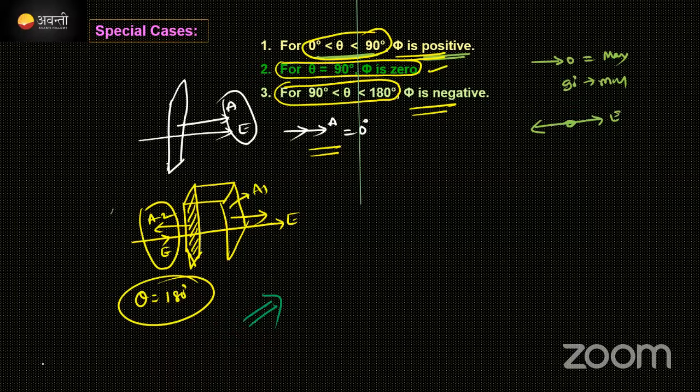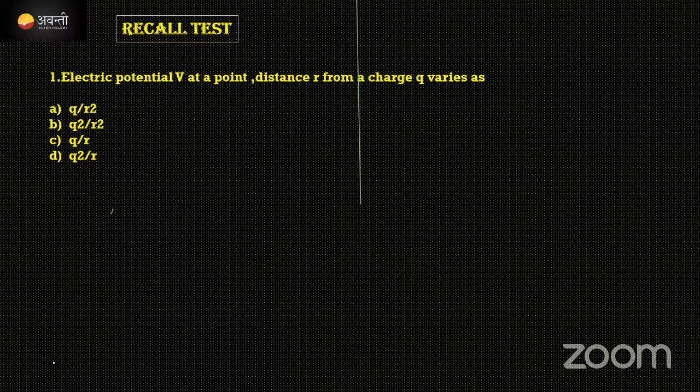Okay, if you people have understood, I have a question. Quickly drop your answer in the chat box: which is the correct option among these four for this question? Electric potential V at any one point, at a distance r from the charge q, varies as. Good, Rajat. I'm talking about electric potential.